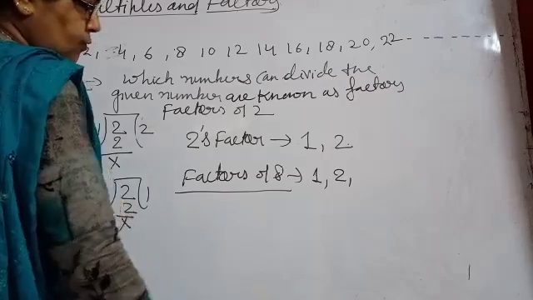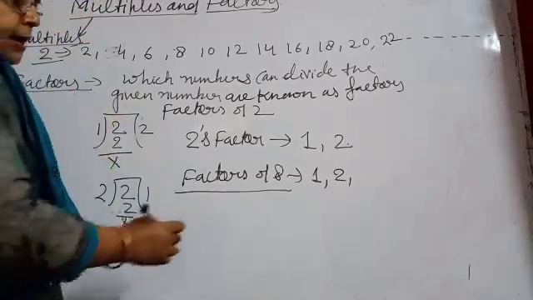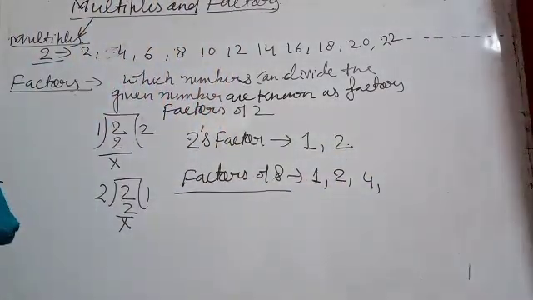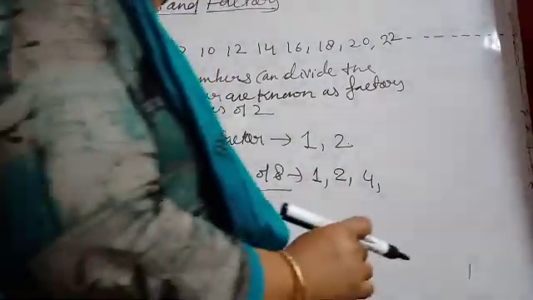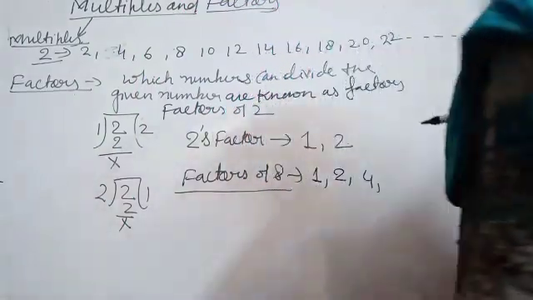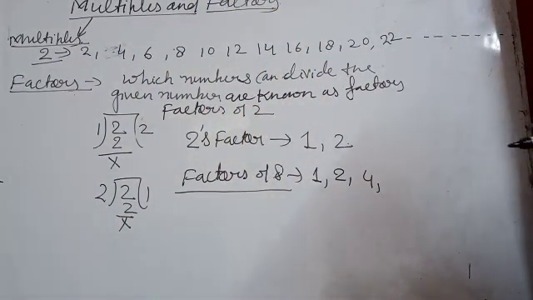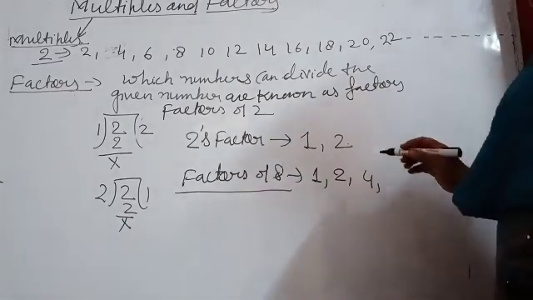No. So 3 will not be a factor. In 4's table, does 8 come? Yes, 4 times 2 is 8. So 4 will be a factor. In 5's table, does 8 come? No. So 5 cannot be a factor. In 6's table, does 8 come? No. 6 cannot be a factor. In 7's table also, 8 cannot come. So 7 will not be a factor.